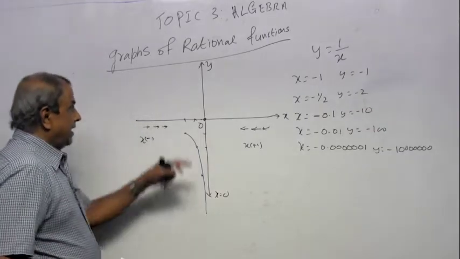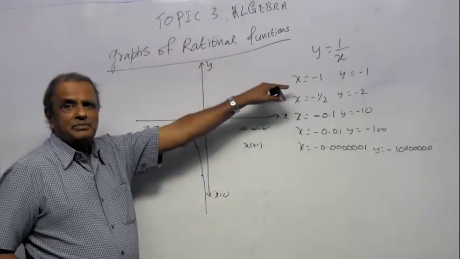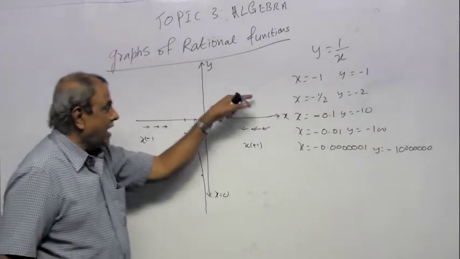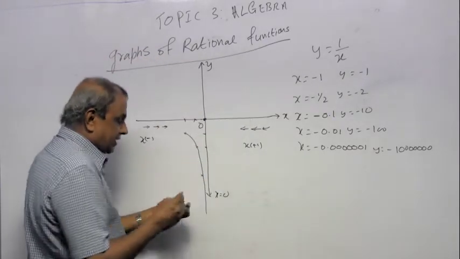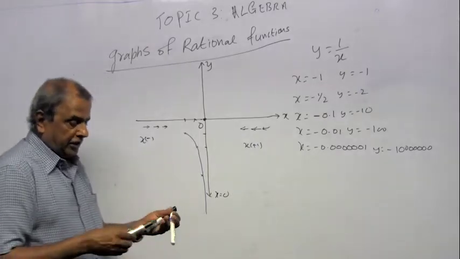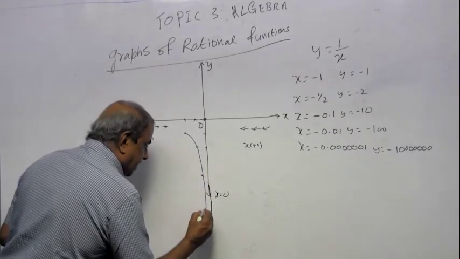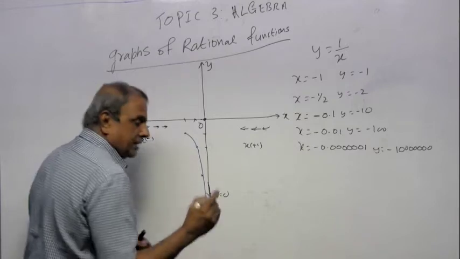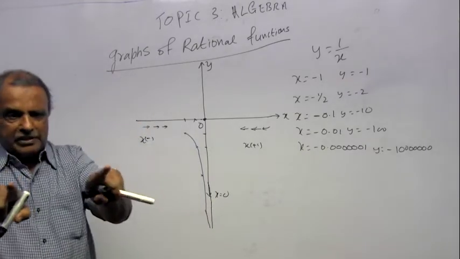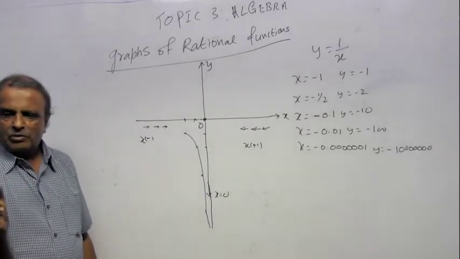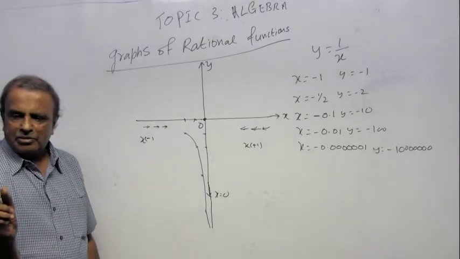But x can never be 0, y can never be infinity. In other words, the graph will never ever cut the line x equal to 0. Do you realize that? The graph will never ever cut this line. Remember, they're not parallel. Parallel lines, the distance is the same. Here, the distance becomes smaller and smaller and smaller.